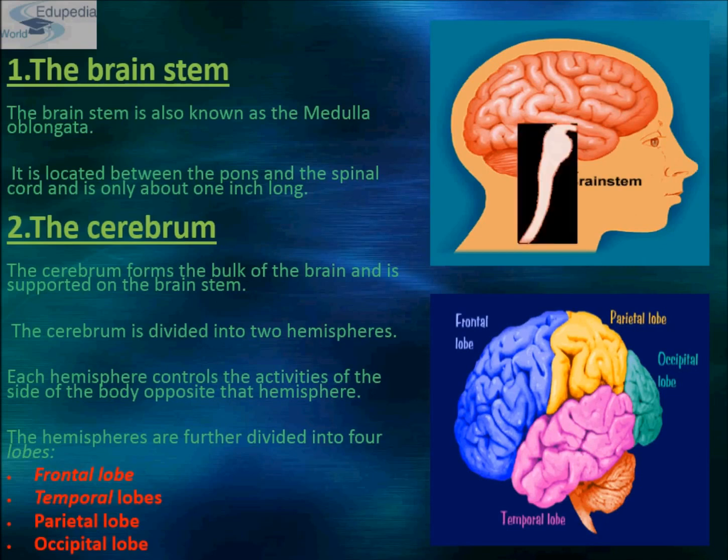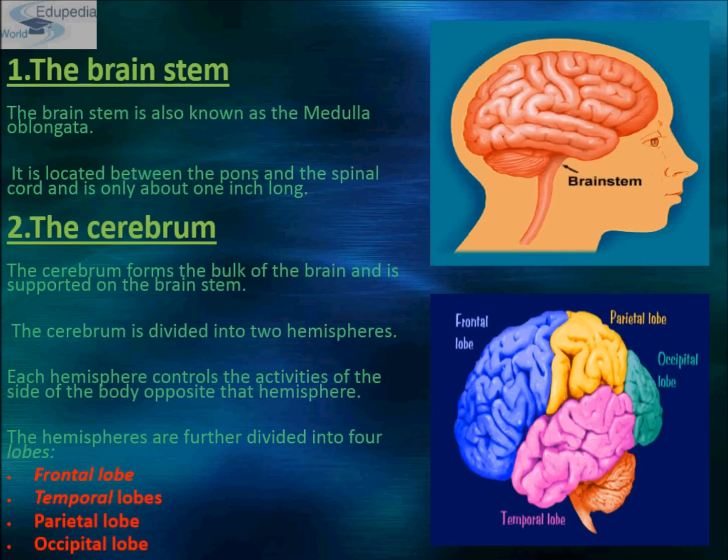Now these hemispheres are further divided into four lobes, which are the frontal lobe, temporal lobe, parietal lobe, and occipital lobe. See, this is the parietal lobe, this is the occipital lobe, this is the temporal lobe, and this is the frontal lobe. Now this frontal lobe has motor areas.